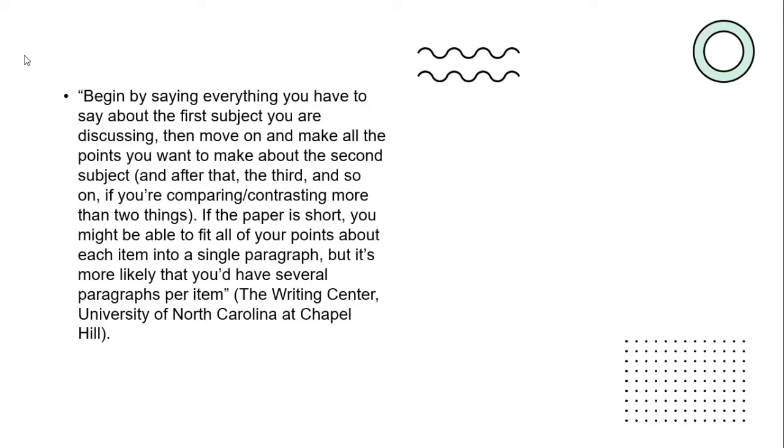So again, this is a subject by subject model. Begin by saying everything you have to say about the first subject you are discussing. Then move on and make all the points you want to make about the second subject. And you might be writing about more than two things, right? You can write a compare and contrast essay about more than two texts, more than two items. It doesn't have to be limited to two. But of course, you are currently writing about two texts, and for the final, you'll be writing about just two texts.